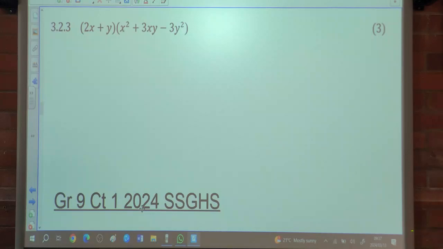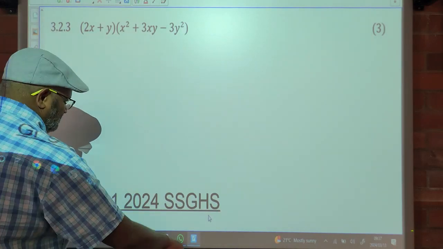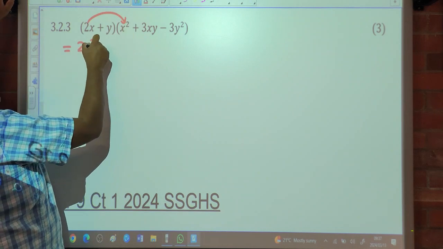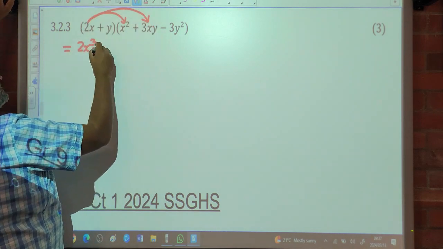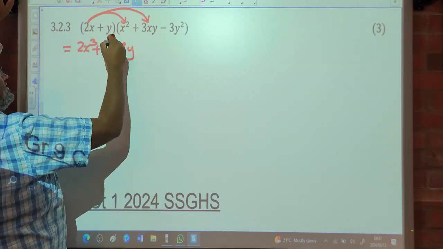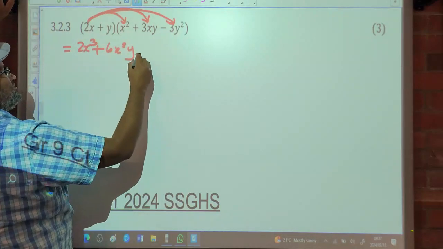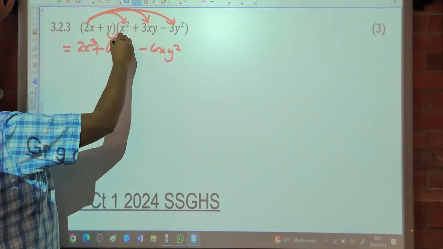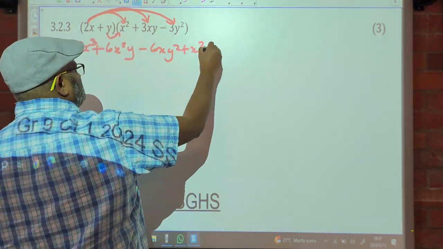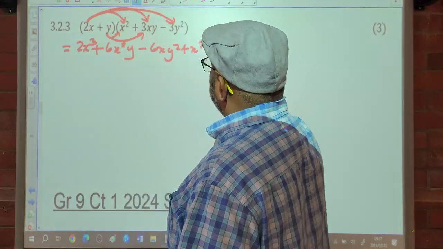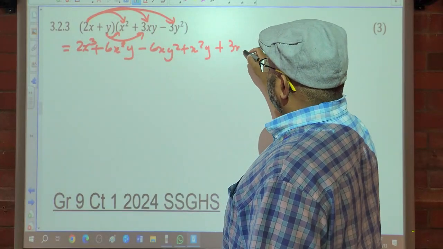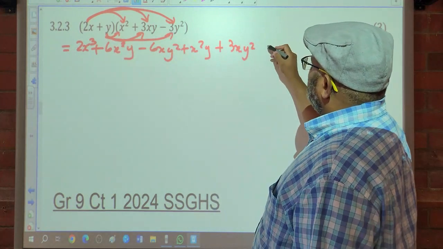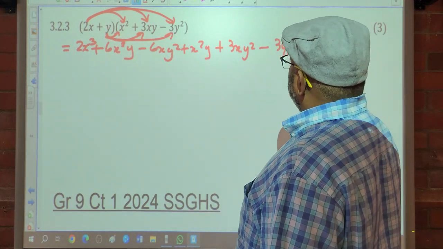The next one, binomial by trinomial. So we apply the distributive law. 2x times x squared, 2x cubed. 2x times 3xy, 6x squared y. 2x times minus 3y squared, negative 6xy squared. Y times x squared, positive x squared y. Y times 3xy, positive 3xy squared. Y times negative 3y squared, negative 3y cubed.